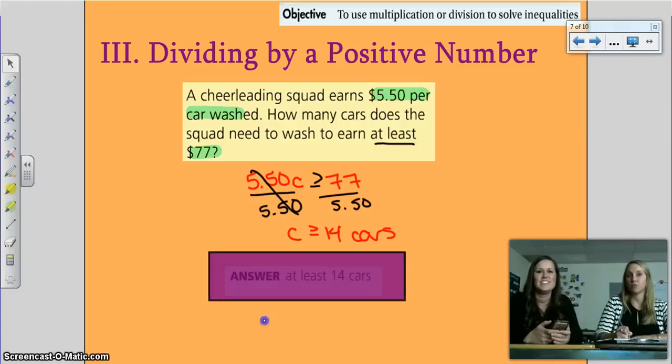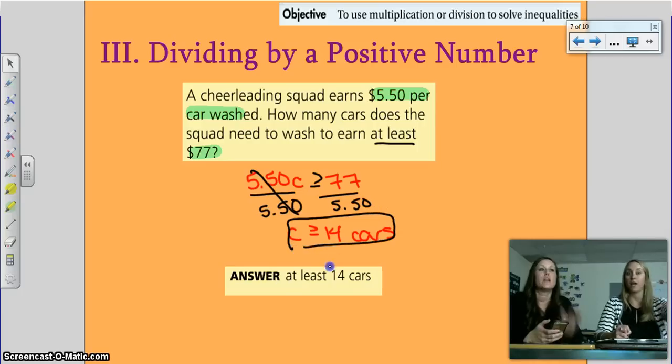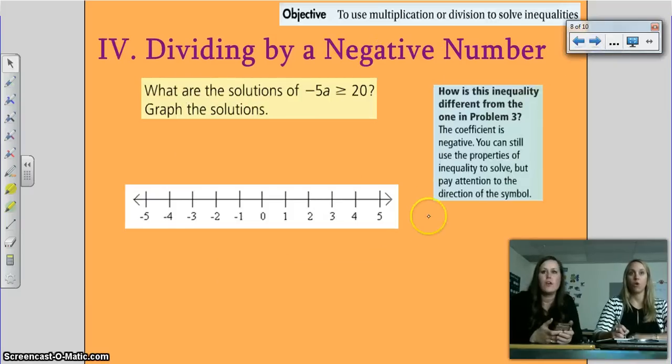So it's at least 14 cars. Right, so we can do more cars. But guys, just writing this, sorry, it's not going to cut it. You still have to apply it. You have to say, need to wash at least 14 cars, or greater than or equal to 14 cars. I'd be okay with that. Or 14 cars or more. Just make it a real world answer.